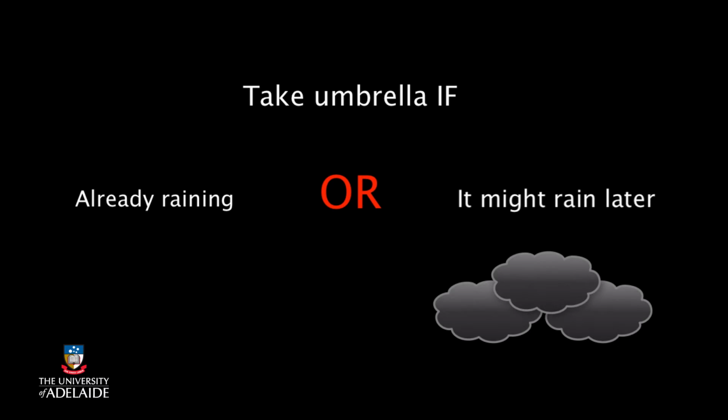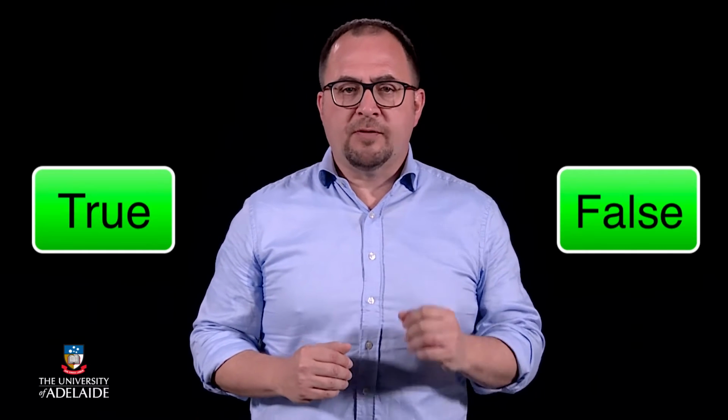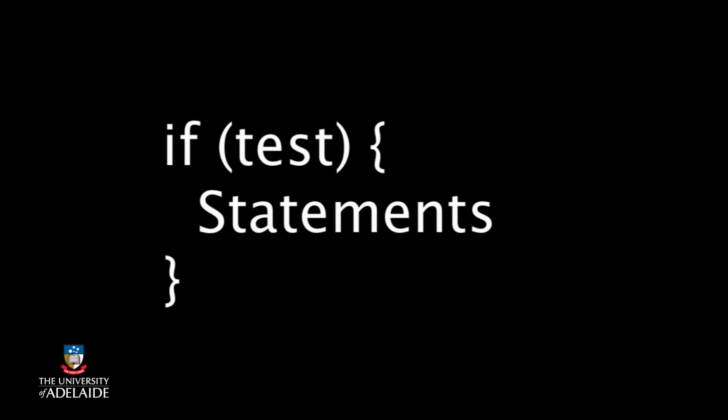That or is a powerful word, and it's what we formally call a Boolean operator. A Boolean operator is a way of combining two things that could be true or false to give us a single true or false answer. Remember that a condition needs to be able to be determined to be true or false so that the computer knows whether it executes the statements in the curly braces or not.